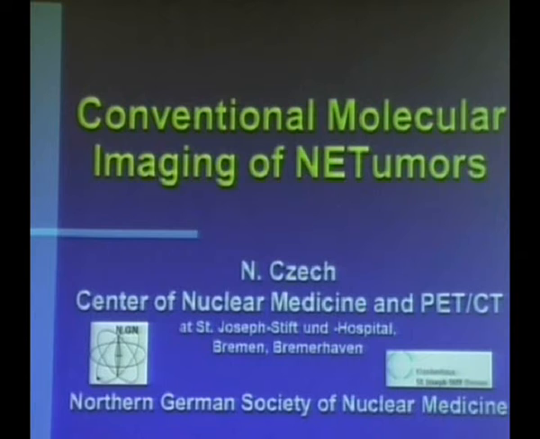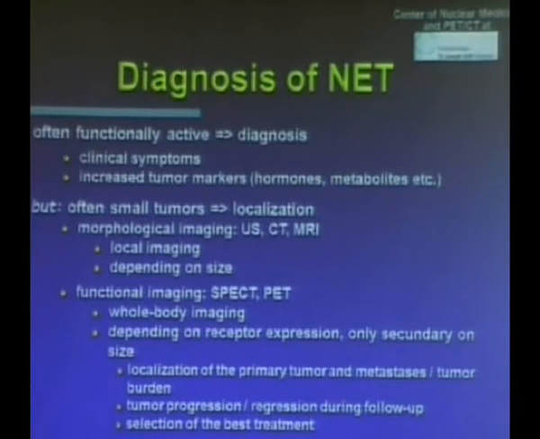So let us go inside this theme of neuroendocrine tumors. We have at first to know that the diagnostics of neuroendocrine tumors is often very easy because they are functionally active. That means they show a lot of clinical symptoms, and of course, if you perform a blood analysis, a lot of increased tumor markers will be detected. But on the other side, we always have small tumors. So we have the problem of localizing them.